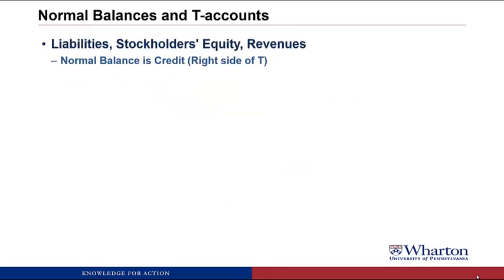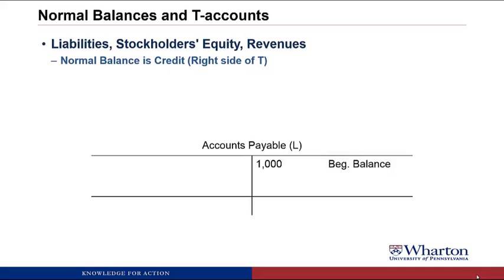Now let's look at accounts that have a normal balance on the credit side. Liabilities, stockholders' equity, and revenue have normal balances that are credits, which sit on the right side of the T account. If we look at an example of a liability like accounts payable, this is money that we owe our suppliers based on raw materials that we've received in the past. Put a little L in parentheses to indicate it's a liability because we have an obligation to pay those suppliers in the future. At the beginning of the period, we owe our suppliers $1,000. That beginning balance sits on the credit side because it's a credit balance account.